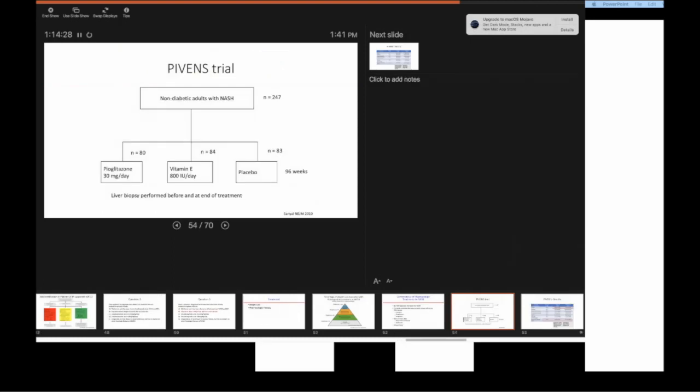So the PIVENS trial, this was Sanyal's paper that came out in the New England Journal, put out by the NASH Clinical Research Network. So there was no pharmaceutical company involved, and they looked at non-diabetics. Okay, that's kind of the key here. They looked at pioglitazone, vitamin E, and placebo.